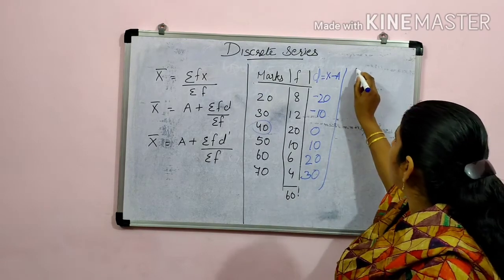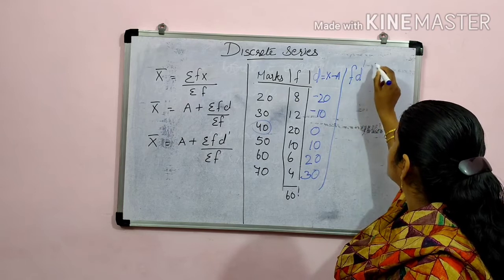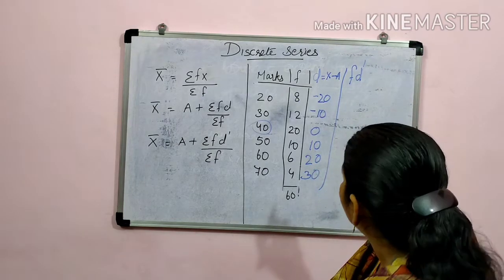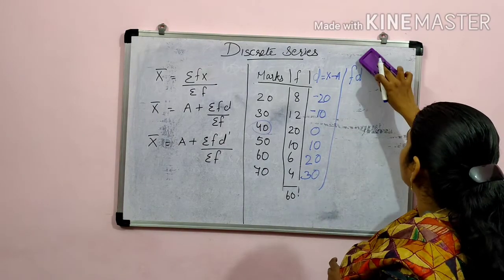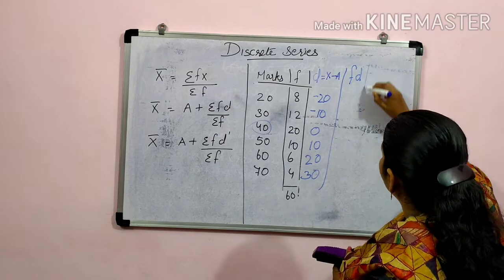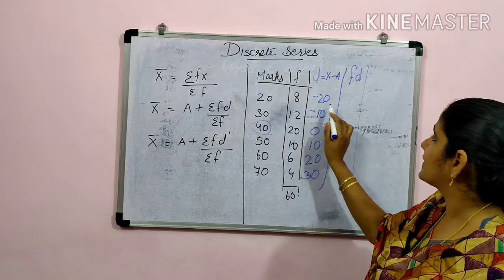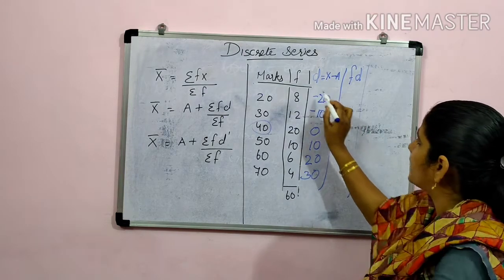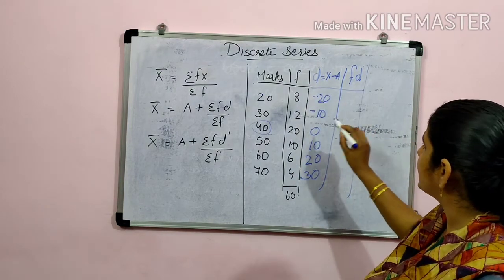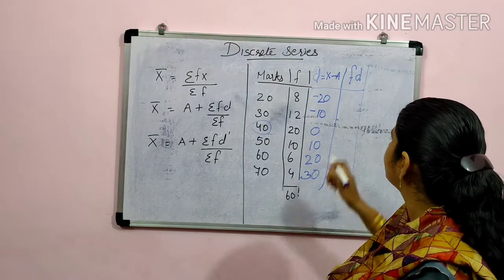Now what is the next column? That is FD dash. Sorry, FD it will be. So how will we get the values for FD? We will be multiplying the frequencies with the concerned deviation values. Then here what will it become? You just see.